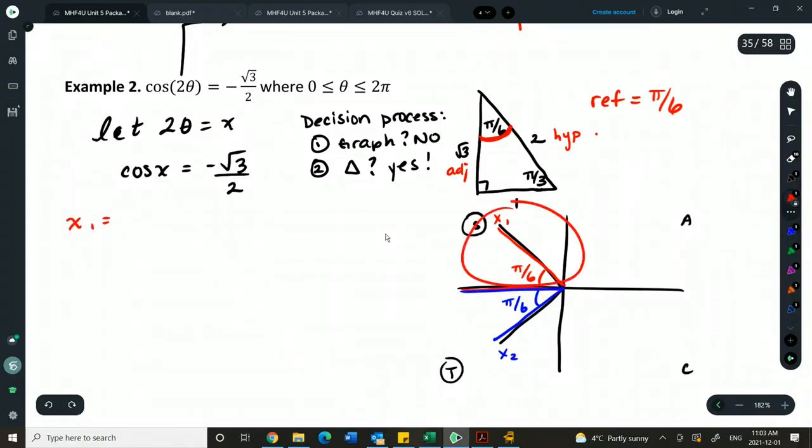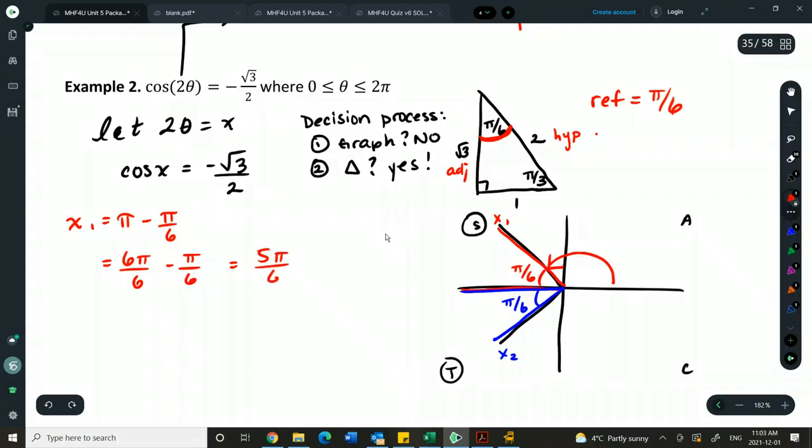How do I solve when my answer is in quadrant 2? I want just this rotation right here, up to that arm. Serena? You do pi minus the reference angle, perfect. So 6 pi over 6 minus pi over 6 gives us 5 pi over 6 radians.